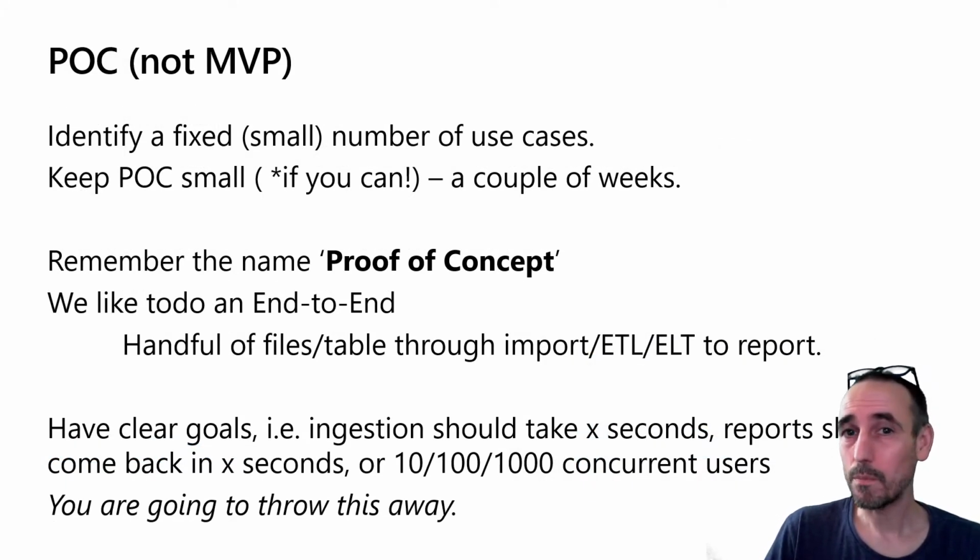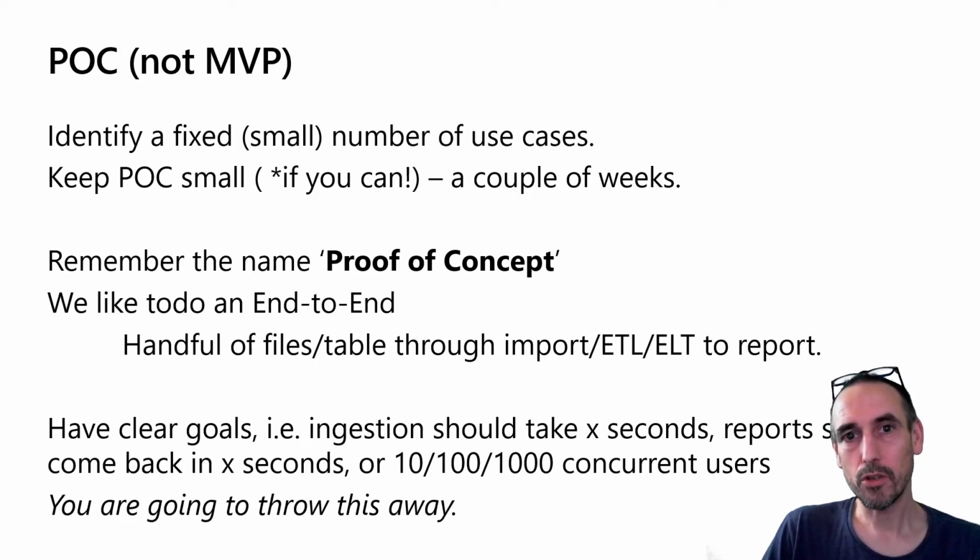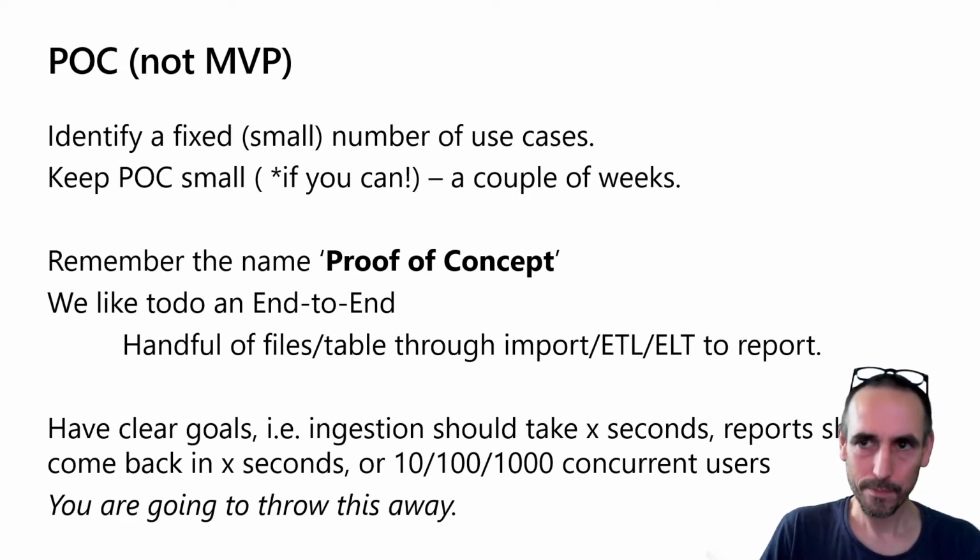So I'm going to use the term POC, not MVP. We need to keep them very separate. And also some people use proof of value rather than proof of concept, and a proof of value is something else as well. So proof of concept for me is a small, time-bound project, very limited in scope, to focus on very specific issues. So the data ingest, or the performance of certain reports, or the concurrency.